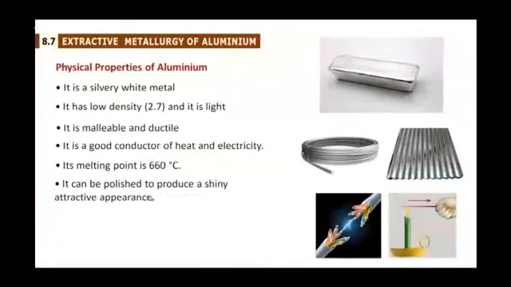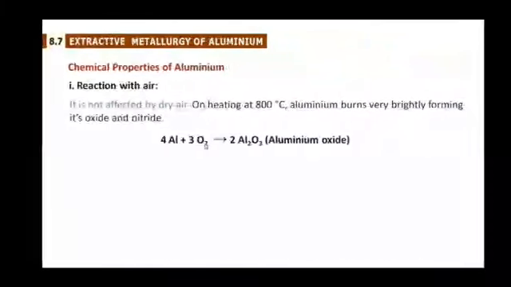It is a good conductor of heat and electricity. As it is a good conductor, utensils and electrical posts are made of aluminium. Its melting point is 660 degrees. It can be polished to produce a shiny, attractive appearance. That is, it is highly lustrous.